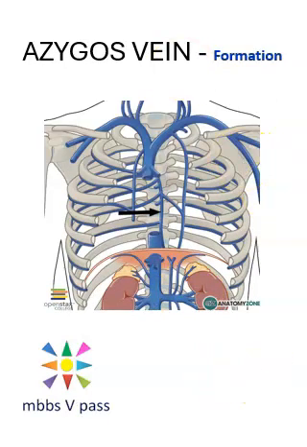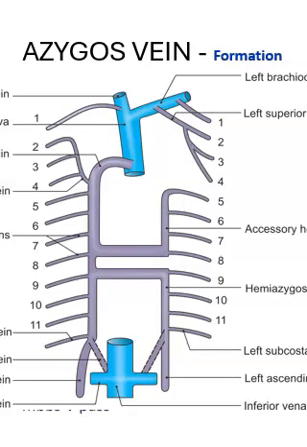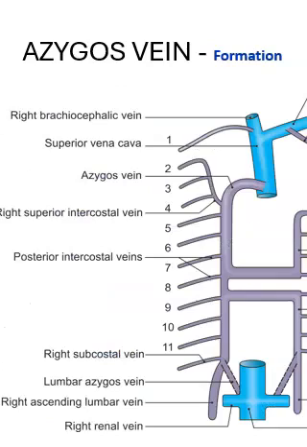How is the azygos vein formed? Ma'am, this is the azygos vein. It is formed by some lumbar veins. So here we can see the azygos vein. This is the azygos vein, and it is formed by these three, what you can see down here, the lumbar azygos vein. Then here you can see this one.